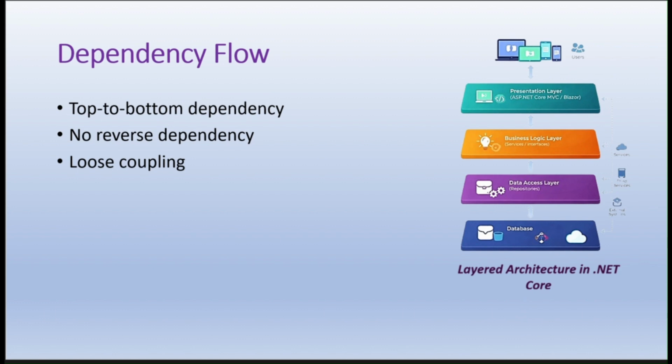Now about dependency flow. One important rule in layered architecture is that dependencies flow only from top to bottom. So a lower layer should never depend on higher layers, which ensures loose coupling and better maintainability. So always the request goes from the first layer, then second, third, and fourth. It is like that. There is no reverse dependency. The database layer is not dependent on the presentation layer directly. So this is a top to bottom flow.